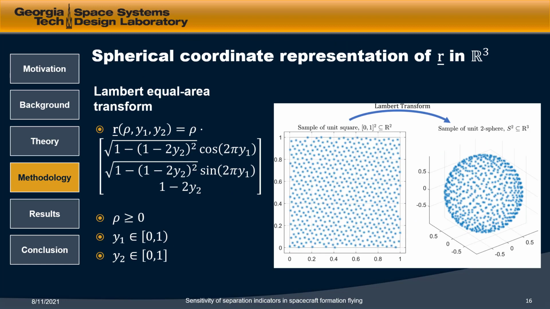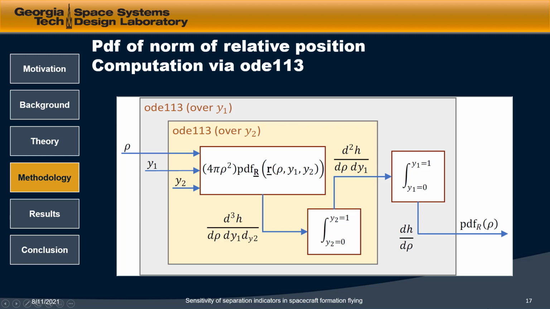Our computational approach begins as follows. First, we start with a spherical coordinate representation of the relative position, which has the magnitude of the vector and two angular coordinates, y1 and y2, which map locations in the unit square to the unit sphere through the Lambert equal area transform. After performing the transformation of the PDF of the relative position that corresponds to these spherical coordinates, we are able to obtain the PDF of R through marginalization of the angular coordinates. We accomplish this through nested application of the ODE113 integrator in MATLAB.